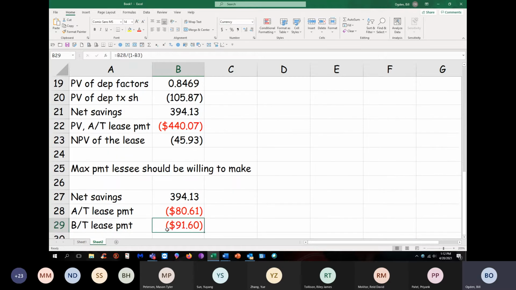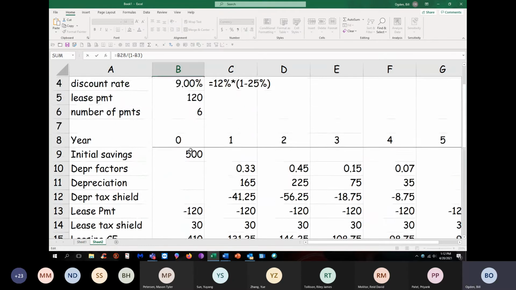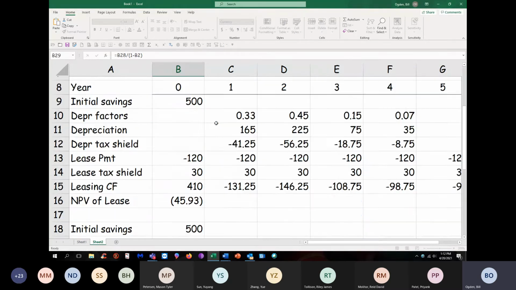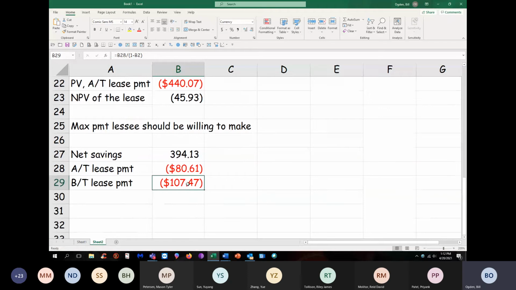And there is, oh, that is not correct. What have I done wrong? Oh, I've got to use the borrowing rate. Any bets? Of course. There we go. All right, there you go. 107.47. All right, so that is the maximum payment the lessee should be willing to make.